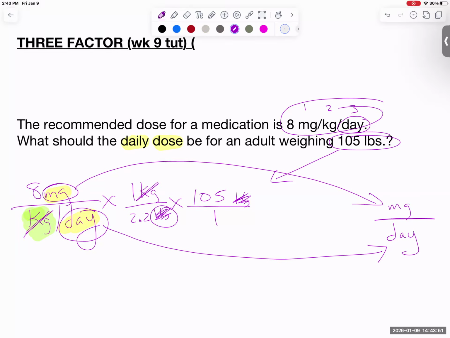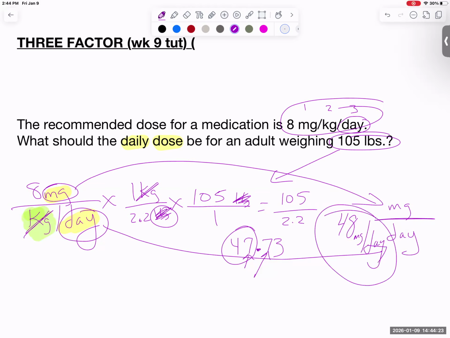So now it's just math. When we do the math across the top, it is 105. And across the bottom, it's 2.2. And then when I divide on my calculator, it'll say 47.73. Any number greater than 10, I round to the whole number. I look to the right. It is 5 and up, so I round the 7 up to an 8. So the recommended dose is 48 milligrams per day.